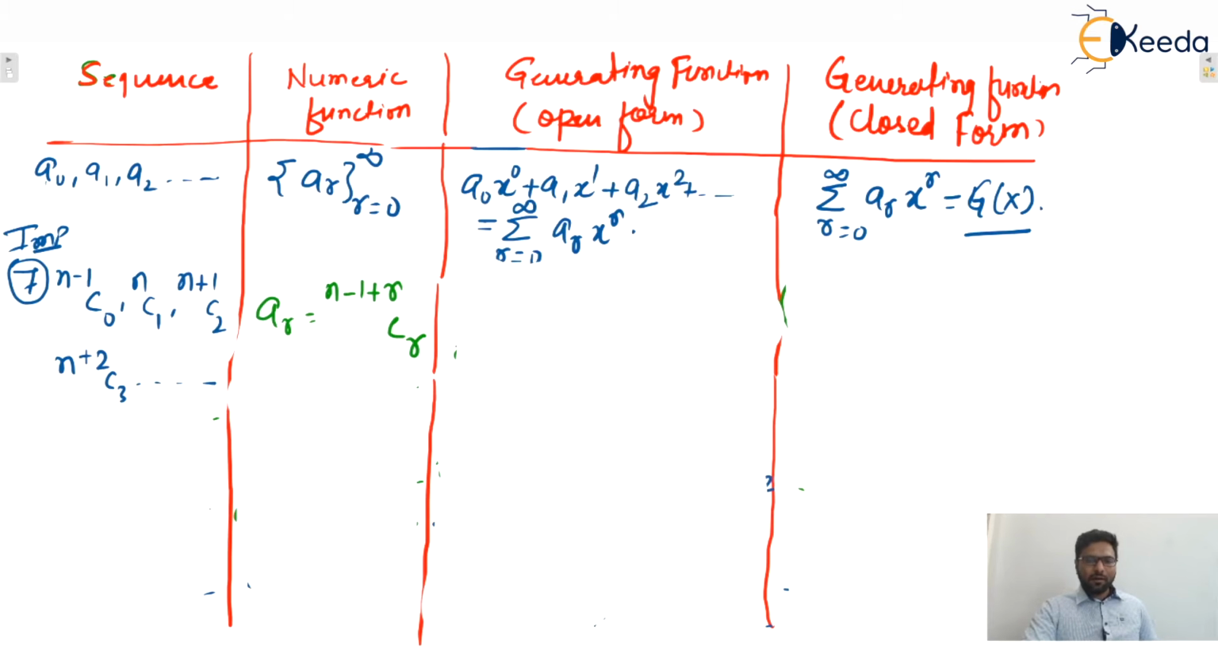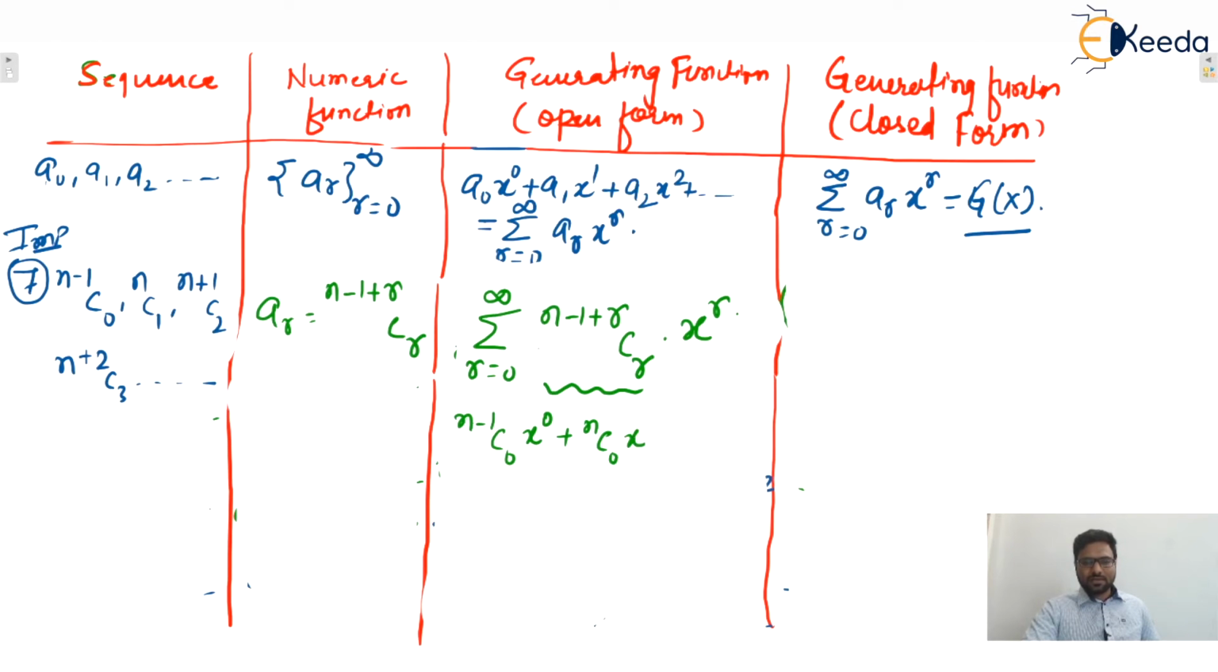So guys, remember, what will be the generating function? r equals 0 to infinity, and a_r is n minus 1 plus r C r, that will be multiplied with x raised to power r. So if we expand this one, then this becomes n minus 1 C0 x raised to power 0, then nC1 x power 1, then n plus 1 C2 x square, and so on.